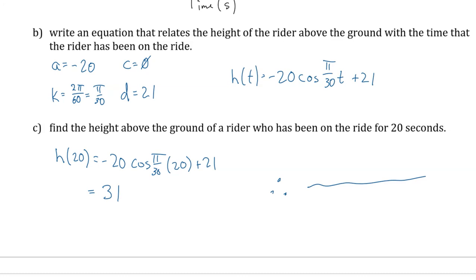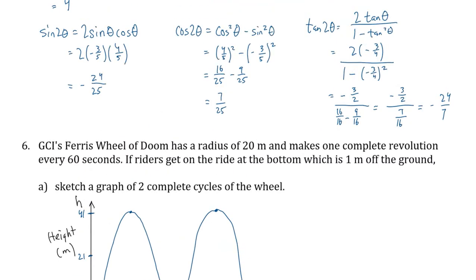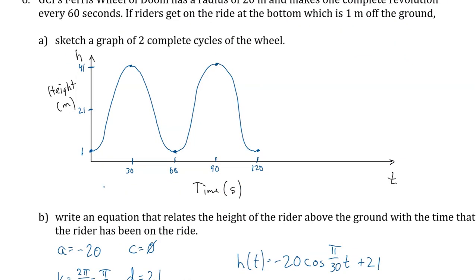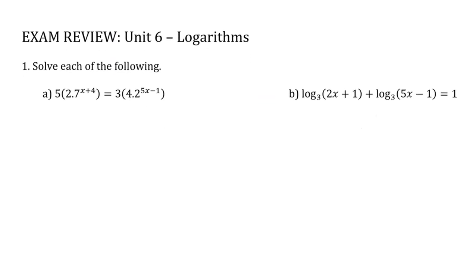Does that answer make sense? If there's ever a way to check your answer, why wouldn't you? It only takes a second. Where's 20? Somewhere around here. Around 31. Yeah, it's reasonable. If I got an answer of 10, I'd say, wait a minute, that doesn't make any sense. If I got an answer of -5, I'd say, wait a minute, that doesn't make any sense. Right? So you can kind of check your answer if you've got a decent sketch. Check that it's more or less correct.